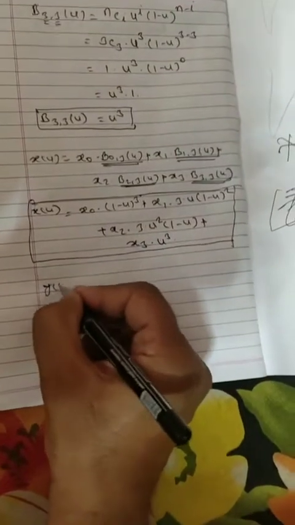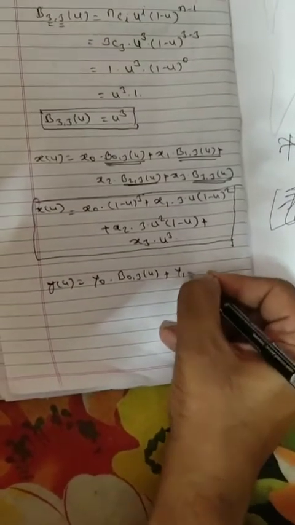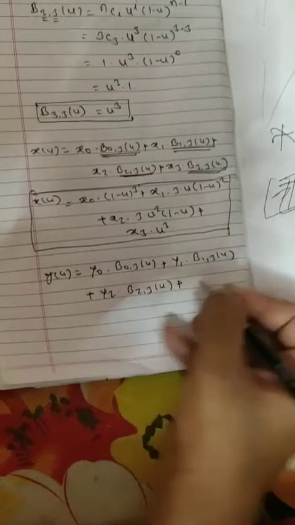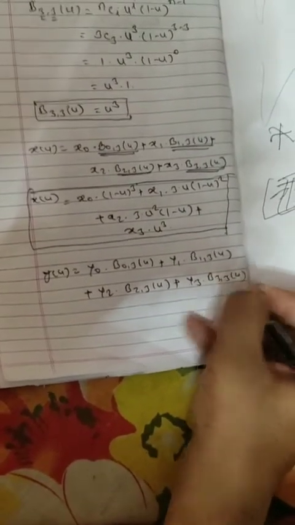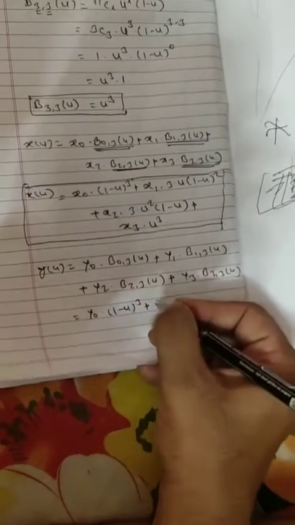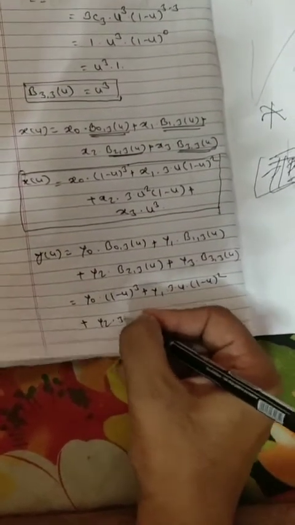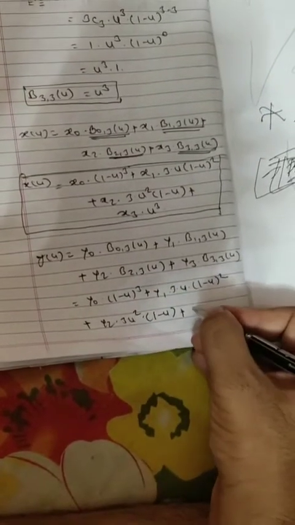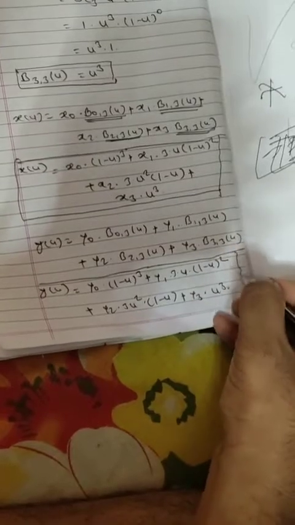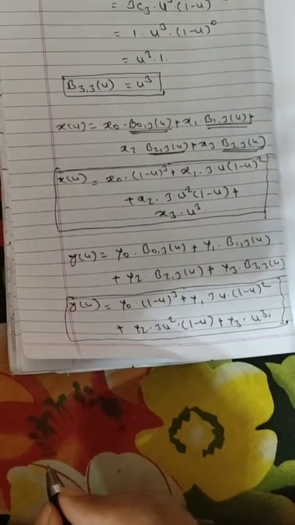In the same way, for the y coordinate the formula is y0 into b0,3(u) plus y1 into b1,3(u) plus y2 into b2,3(u) plus y3 into b3,3(u). Therefore, putting in the blending function values, we get y0 into (1 minus u) cube plus y1 into 3 into u into (1 minus u) square plus y2 into 3u square (1 minus u) plus y3 into u cube. In this way we get the y coordinate of the intermediate point with respect to the given u value. In this way we can find the intermediate point for a given u value.